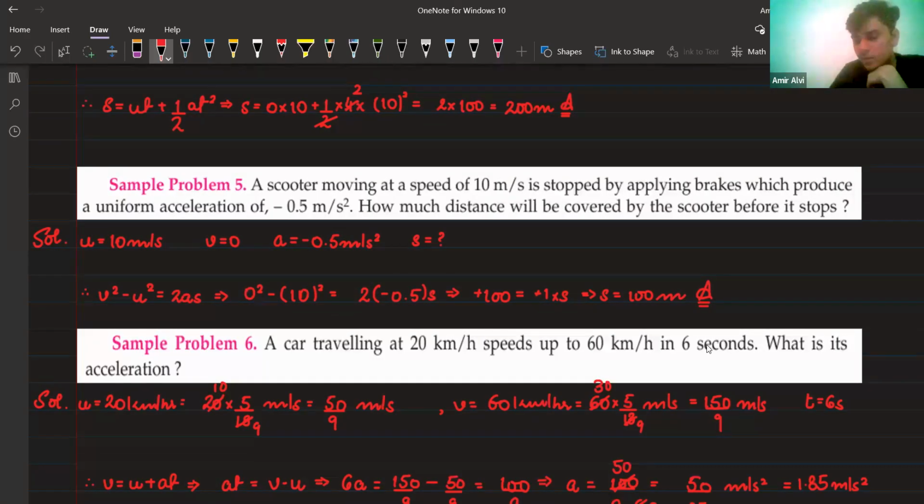How did you get 10 by 3 meter per second, Naisha? It would be 50 by 9, it would be 150 by 9. Yeah, you might have some calculation mistake. I'll do it again. Yeah, please do it again.